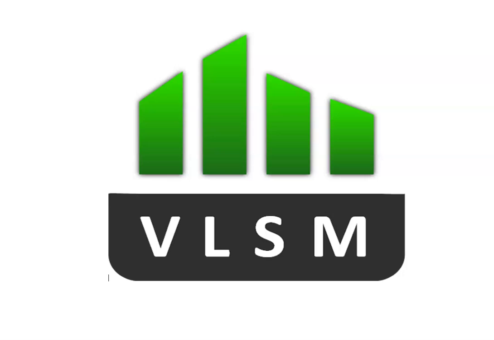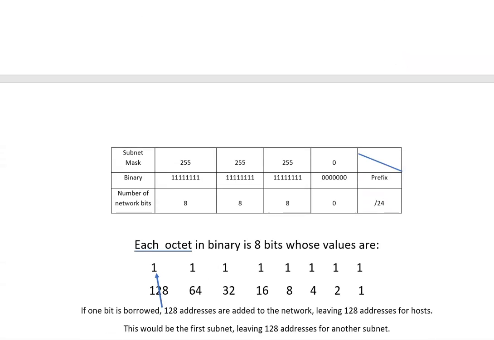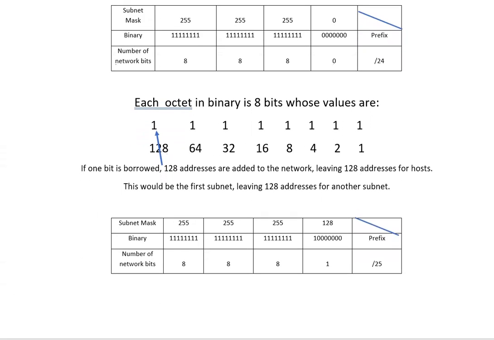You have already studied network size based on the number of bits used. In the assignment, the original network is 192.168.0.0 with a prefix of 24. This means 24 network bits and 8 host bits. In binary, it looks something like this.